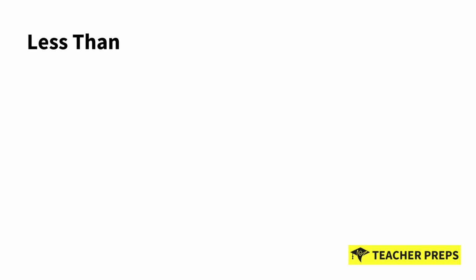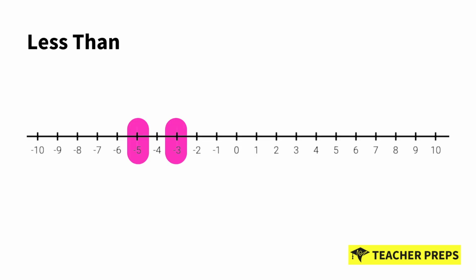Next, let's talk about less than. When one number is to the left of another, it's less than the other number. So the other way to put it is that -5 is less than -3. Again, we use the comparative symbol to show this. -5 is less than -3.